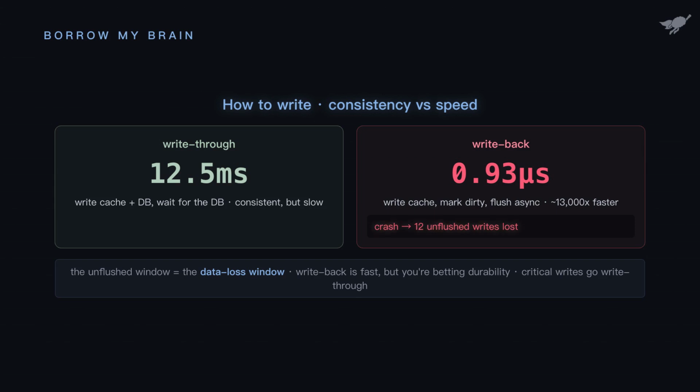I wrote 20 records, all sitting in the cache. The background just flushed 8 back to the database, and right then, the process crashes. The database has only 8, and the cache is gone. 12 records you already told the user were saved, gone. That window where the dirty pages haven't been flushed back, that's your data loss window. Write back is fast, but you're gambling with durability. For critical writes, play it straight and use write through.